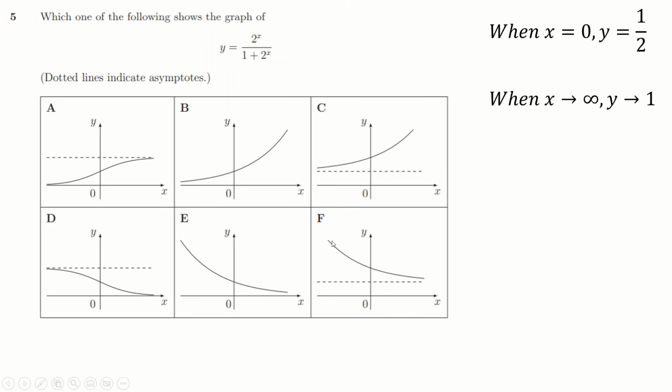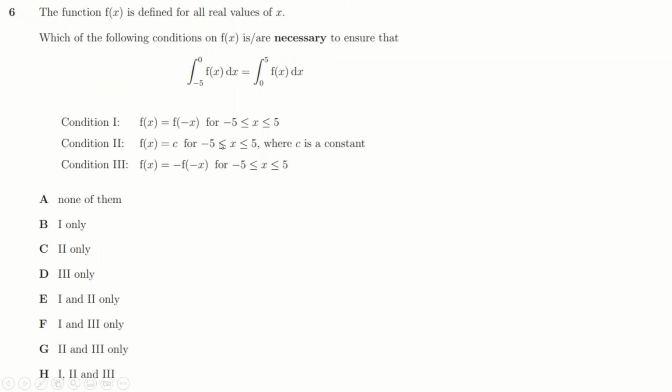So we're looking at a graph that goes upwards towards an asymptote, and the only graph that does that is A. It crosses at half, goes upwards to an asymptote, whereas all the other ones, like this one, is reasonable, but it goes downwards, and likewise these. So yeah, number A.